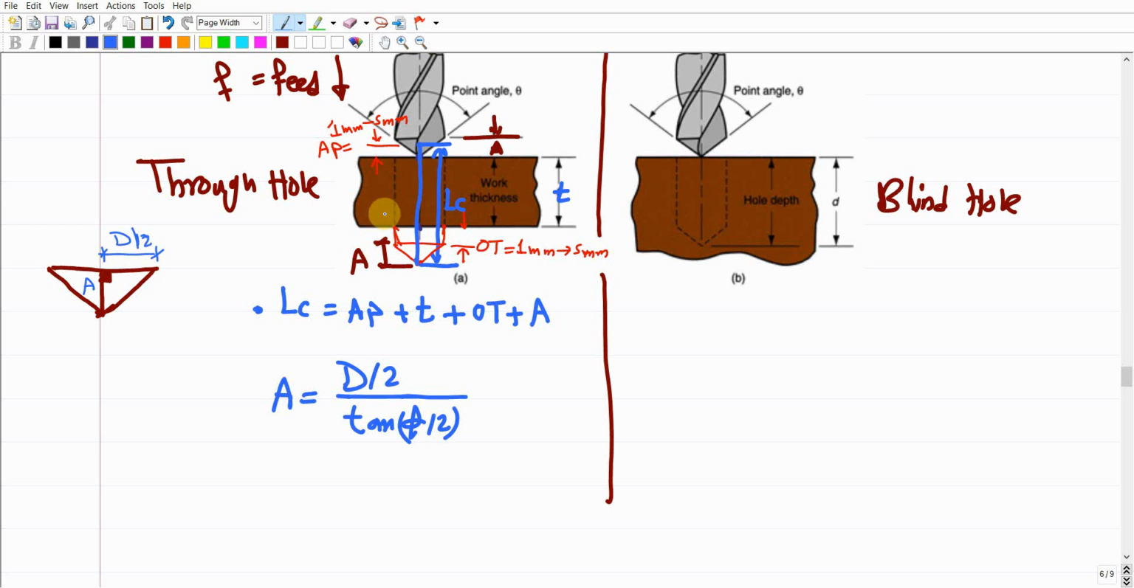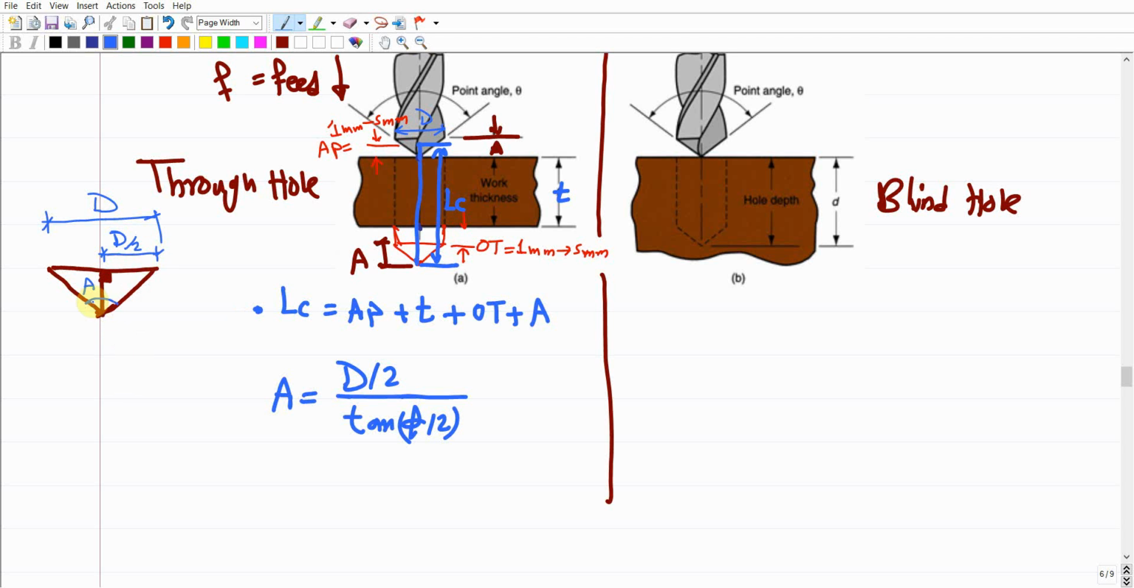Why D over 2? Because this entire distance is going to be the twisted drill diameter, right? So if this is the diameter of the twisted drill, this definitely is going to be half of it, right? Which is D over 2. Just make sure that it is very clear. So this is going to be D over 2 in this way.